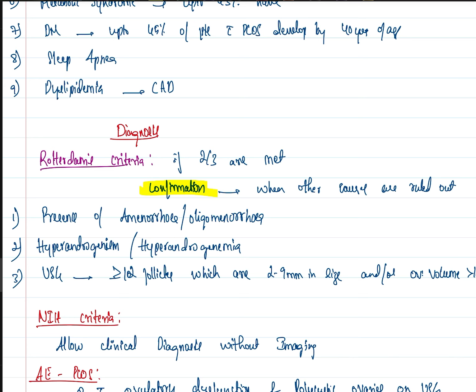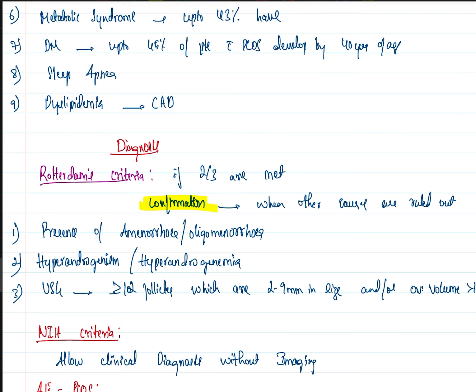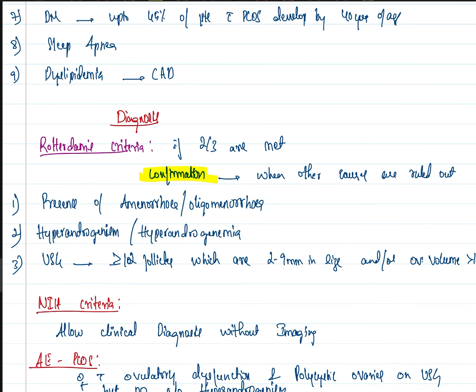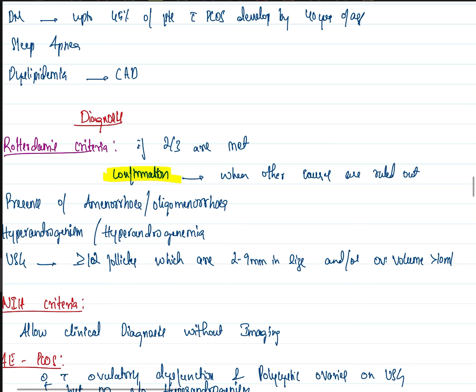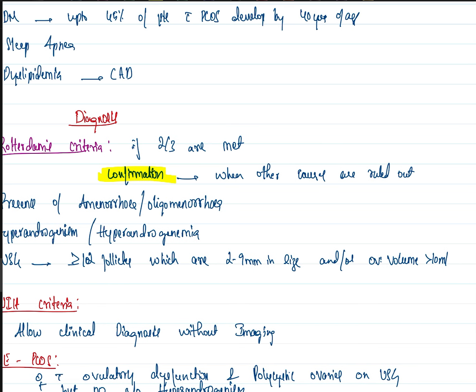Confirmation is only when other causes are ruled out. So what are the 3 criteria? One is presence of amenorrhea or oligomenorrhea or menstrual irregularities. Second thing is clinical or biochemical hyperandrogenic features. And third thing is an ultrasound which tells you the presence of more than or equal to 12 follicles which are 2 to 9 mm in size, and ovarian volume more than 10 mm.